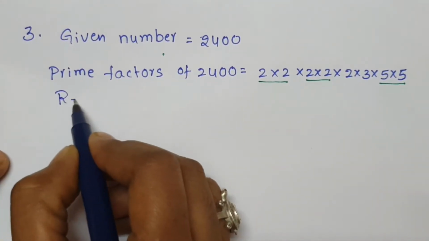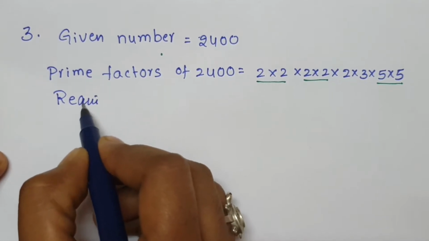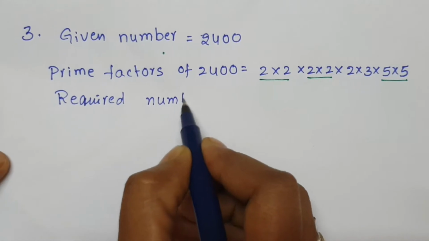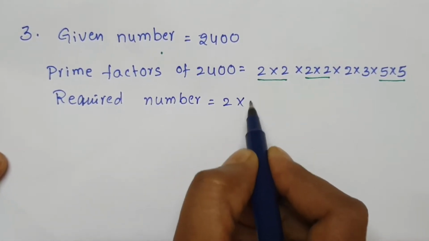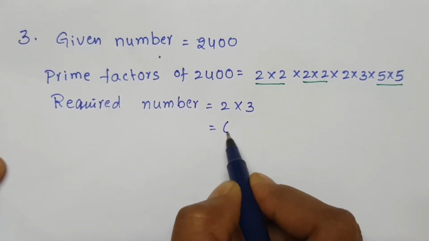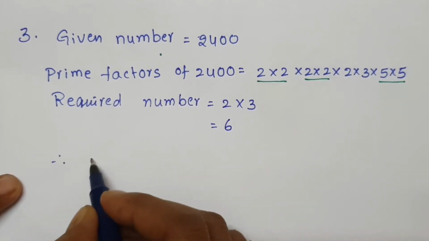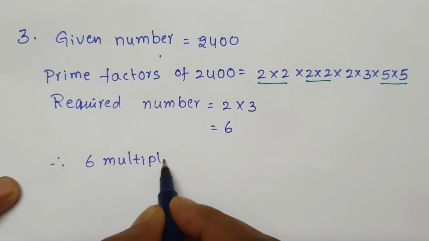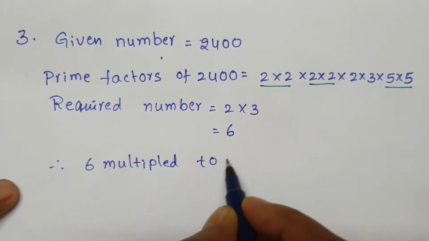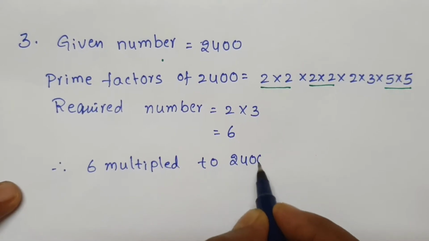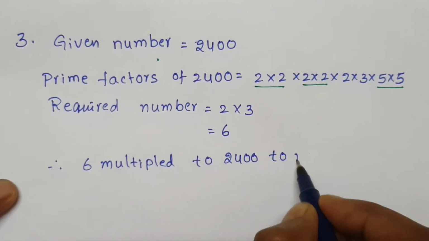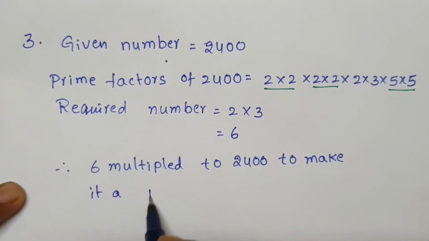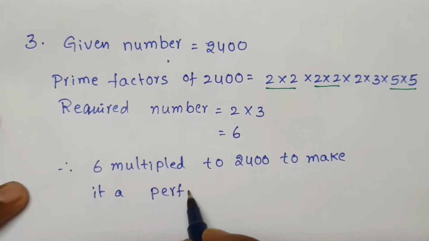So required number equal to 2 into 3. 2 3s 6. Therefore 6 is multiplied to 2400 to make a perfect square.